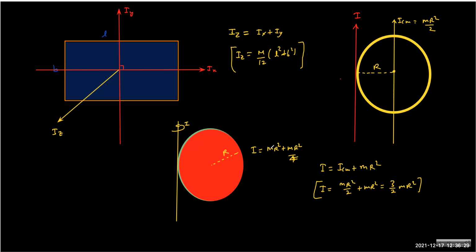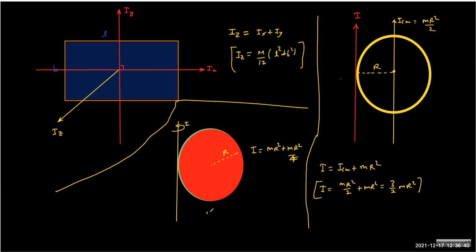And if you're having this difficulty, you can just let me know. So our answer is how much? 5 by 4 mR square. So is it difficult, guys? No.